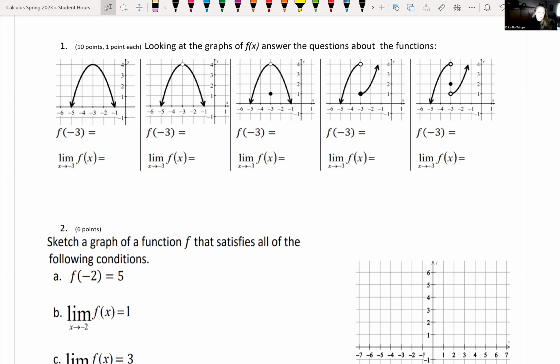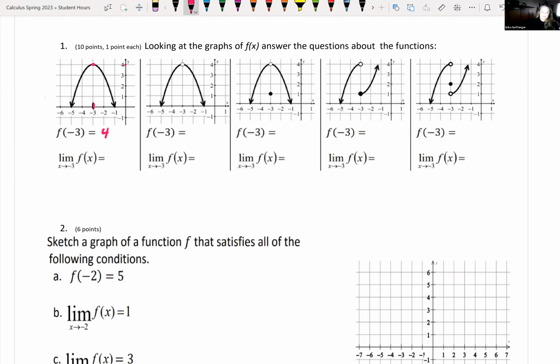So the first problem, looking at the graphs of f of x, answer the questions about the functions. Looking at the first graph on the left, it has a shape of an upside down parabola, and we're looking at what is f of -3. What that's saying is, what is the y value when our x value is -3? When x is -3 on the graph, I see that my y value is 4.